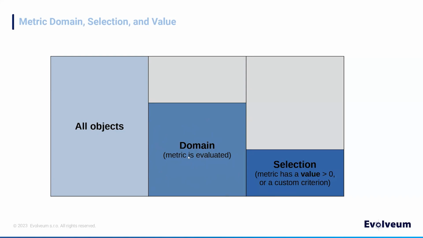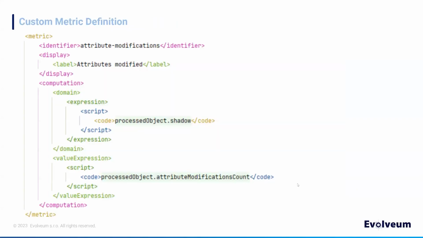And for each object in the domain, the metric is evaluated, and objects that have a positive value of the metric are said to be selected by the metric. There is also a possibility to create a custom criterion, but let's ignore it for the moment. Here is a sample definition of a custom metric that provides the number of attributes that were modified in a given operation on a resource object, like an account. It has an identifier here, optionally with a label for nice display.